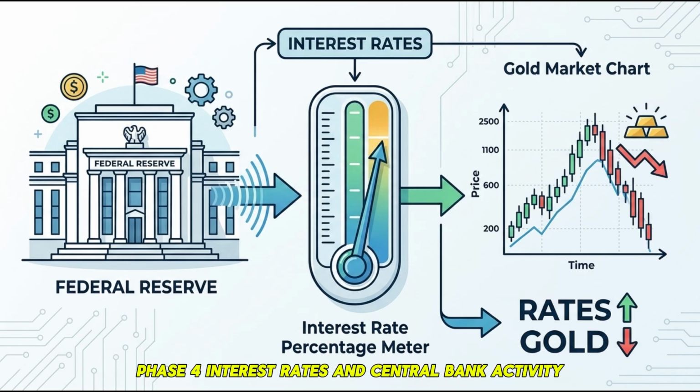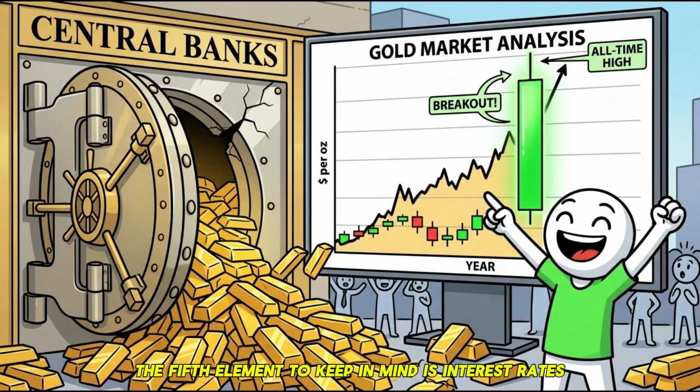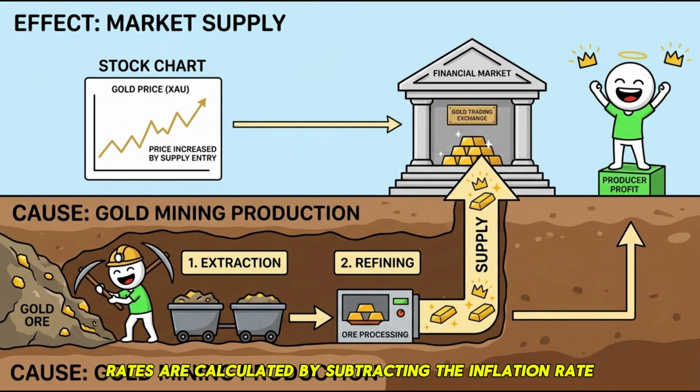Phase 4. Interest rates and central bank activity. The 5th element to keep in mind is interest rates, or more precisely, real interest rates. Gold shares a distinct correlation with them. Prices typically climb when interest rates fall and drop when interest rates rise. Real interest rates are calculated by subtracting the inflation rate from the nominal interest rate, providing a percentage that is adjusted for inflation. Historically, gold prices have often trended downward when the real interest rate is above 1%.